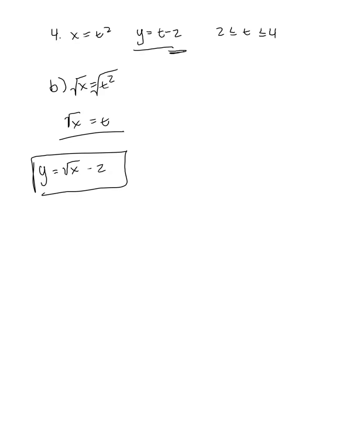Up here, when I plugged it in, because it was y equals t minus 2, and t is just equal to square root of x, all I had to do was put square root of x there, and then we kept the minus 2. Okay, so we're then picking the graph. Oh, actually, there's another part to part B.